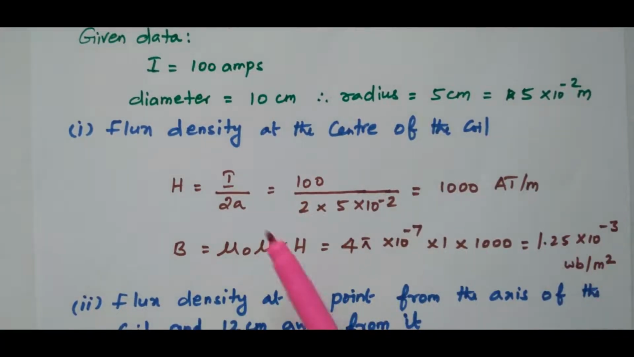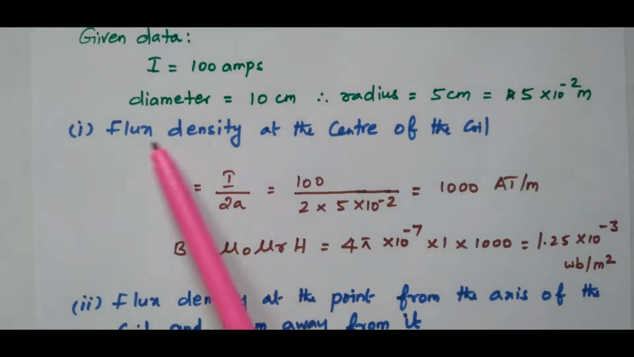What is the formula? I divided by 2a. At the center of the coil, height is 0. So only we have I divided by 2a. Already we got the expression. So I is 100 divided by 2 into a. A is nothing but radius, 5 into 10 to the power minus 2. So by simplifying, what we got? 1000 ampere turns per meter. This is the magnetic field intensity.